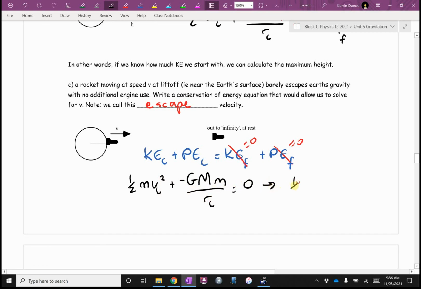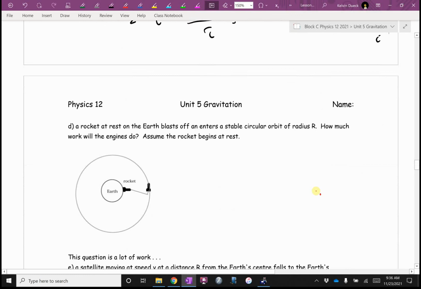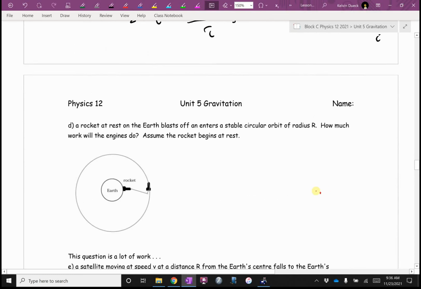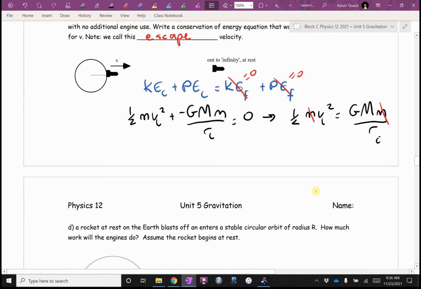We ended up with a half m v initial squared equals positive big G, big M, little m over r initial. Good, we're going to finish this. Don't turn the page yet. So we ended up with V escape being the square root of 2 big G, big M over R. So there's the derivation, or you can remember it. I don't care.